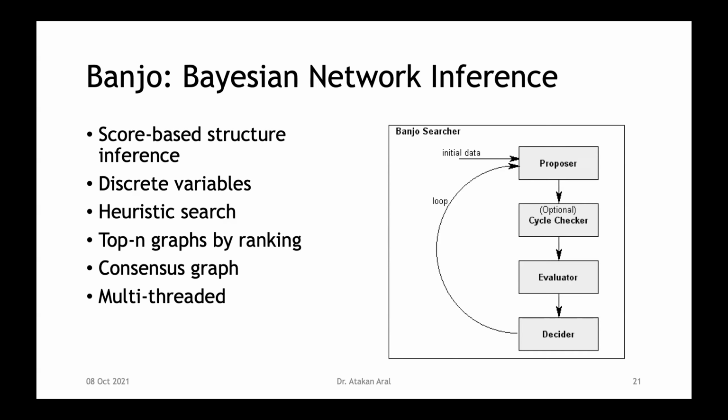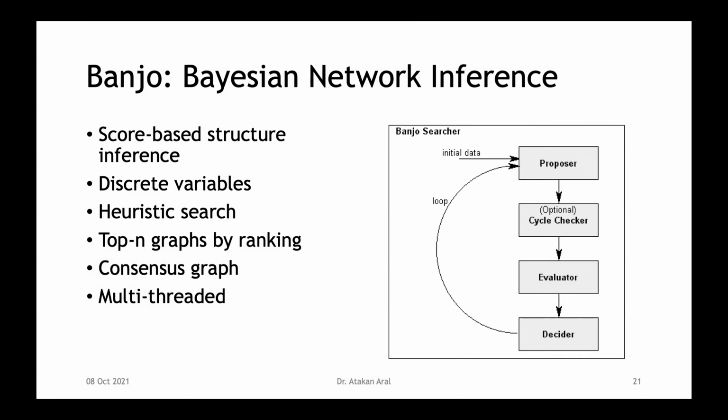This is the general structure of the Banjo tool. It starts with a proposer. The proposer proposes a new network. Usually some kind of randomness is included here, so in a random way, it generates a graph. Then a graph or a network, I am again using these terms interchangeably. More specifically, they are networks, not graphs, but yeah.